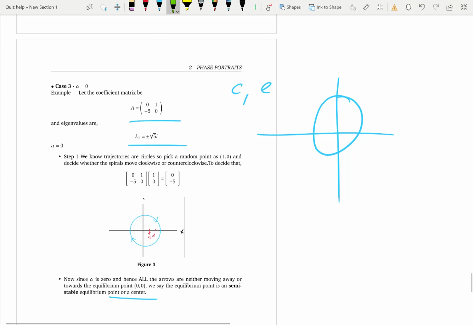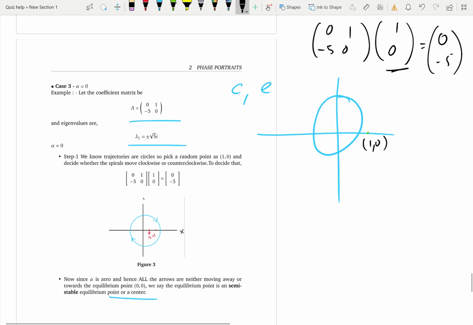So how do you decide that? Well, pick a random point. Let's pick the point 1 0. Now multiply the matrix 0 1, negative 5 0 by the point vector. So what do you get? What we get is 0 negative 5. So this point 1 0 is pointed towards 0 negative 5, which is down. This initial point is pointed towards this point, so it's down. So is it clockwise? Yes, it's clockwise. So it's a clockwise orientation. You can see it neither approaches nor goes away. So that is what happens when alpha is equal to 0.